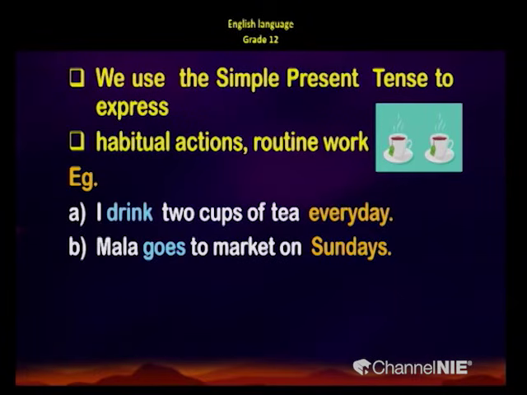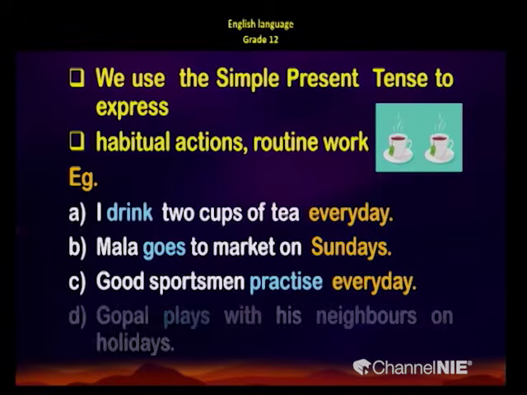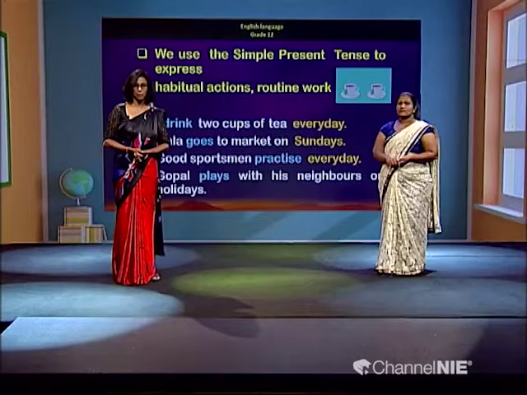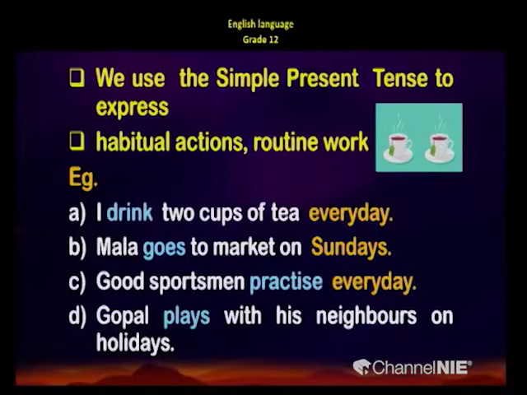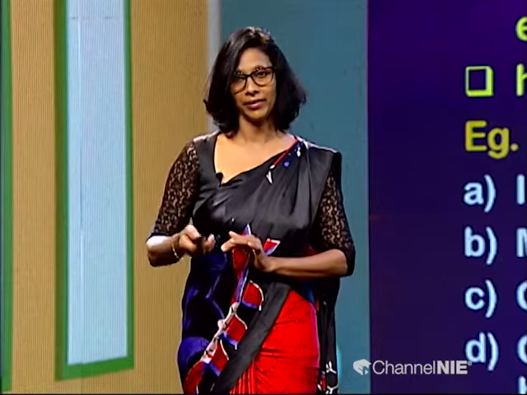Mala goes to market on Sundays. Good sportsmen practice every day. Gopal plays with his neighbors on holidays. All these sentences we use everyday, Sunday, habitual action or routine work. So, we can use simple present tense sentences to denote our habitual actions or routine work, like here these examples.